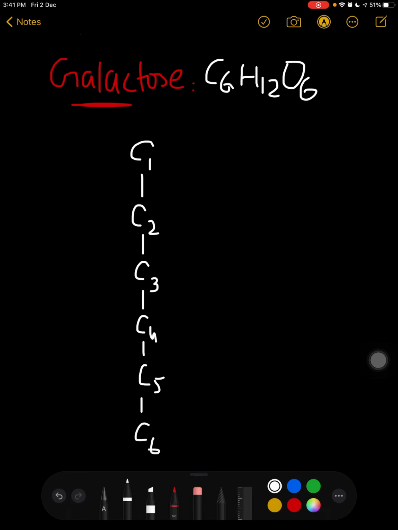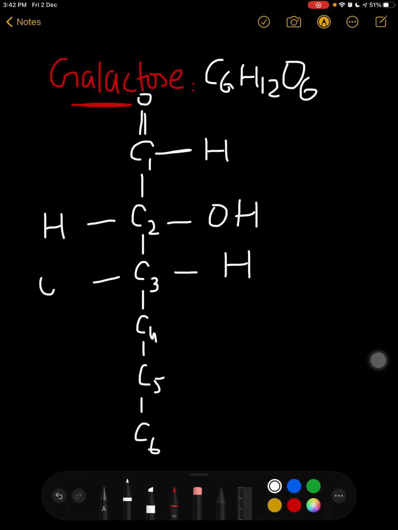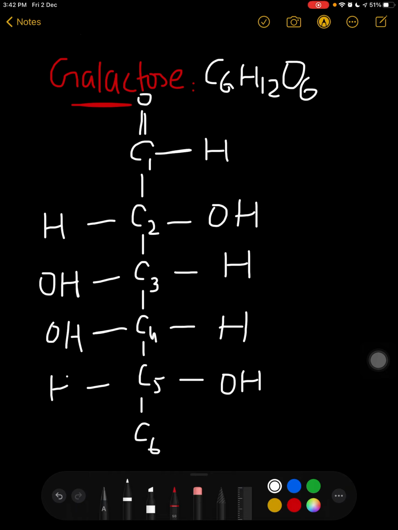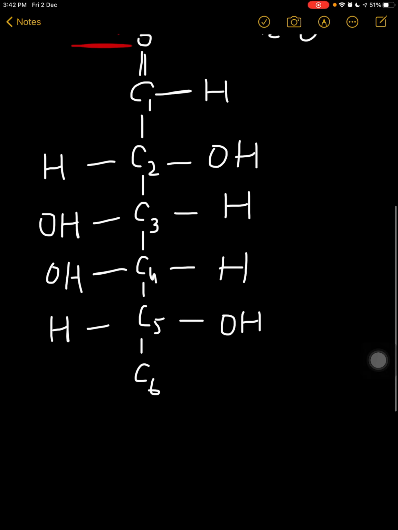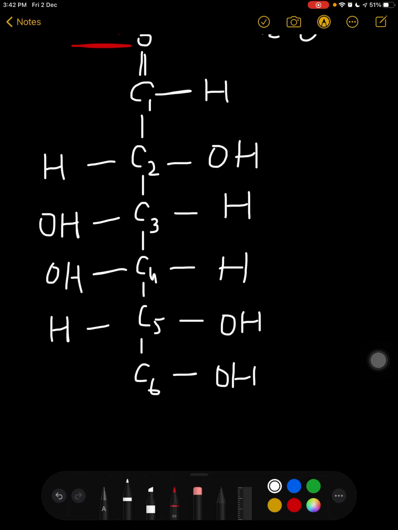In galactose we are having the aldehyde group, which is like this. Here we are having H, and here OH. In carbon number 4 we are having H on this side and OH on this side. Here it is OH, H, and again over here we are having OH, H, and H. So basically this is the linear structure of galactose.